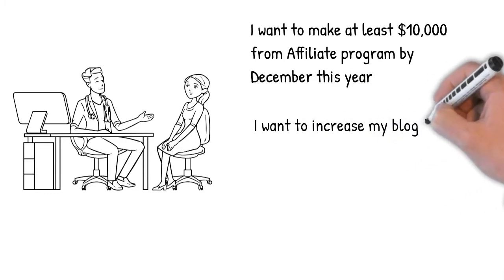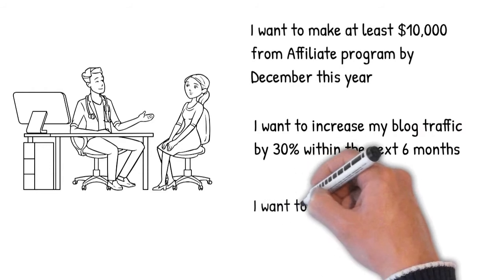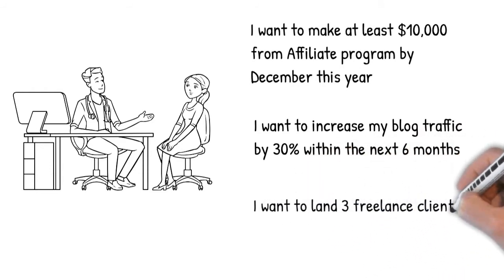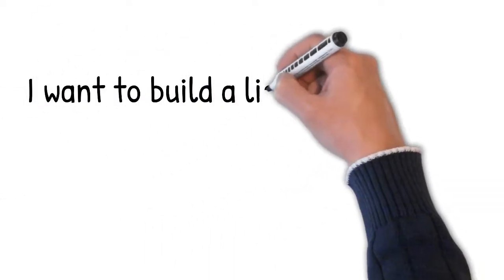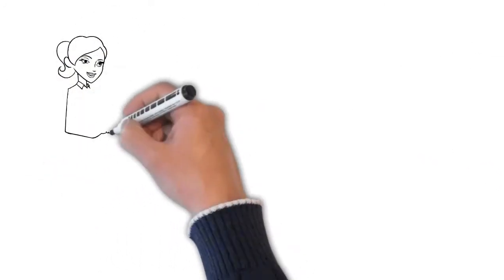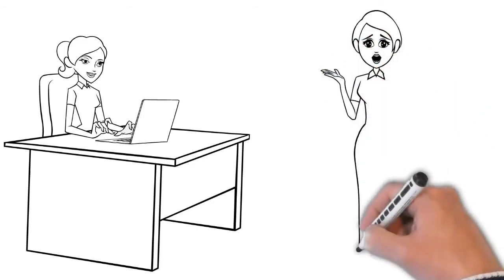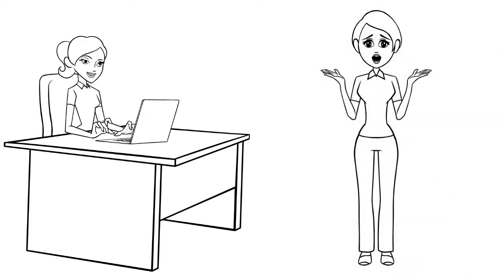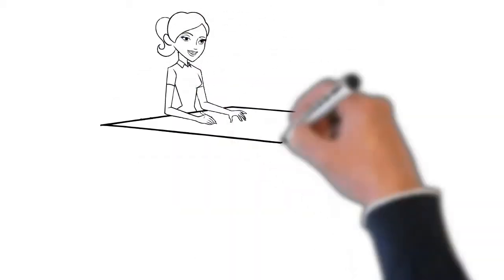I want to increase my blog traffic by 30% within the next 6 months. I want to land 3 freelance clients in December this year. Or I want to build a list of 1,000 subscribers before December this year. Because when you know exactly what to achieve, whether it is more money, more traffic, or more clients, you can build your strategy, actions, and content around achieving those exact goals.